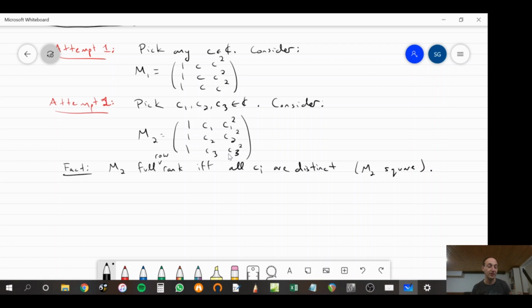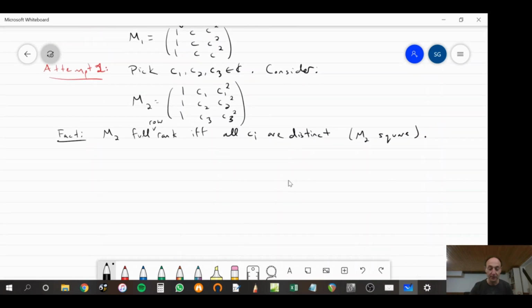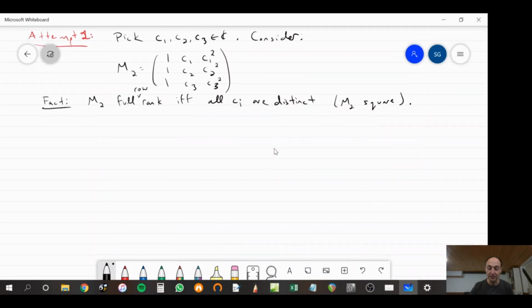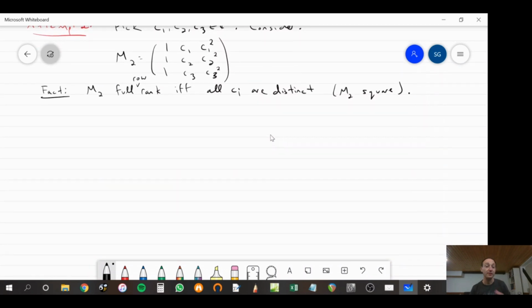But before I do that, Vandermonde matrices are just fun to play with in general. So it's worth taking a moment to get a little bit more comfortable with them, because they do have a number of applications, and one of them has to do with manipulating polynomials, basically. So here's an example of why Vandermonde matrices are useful.